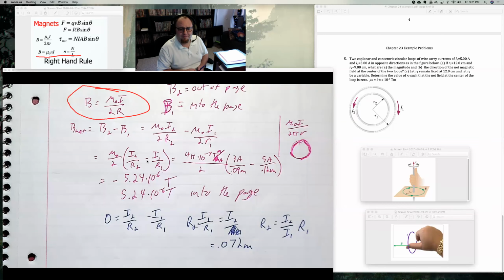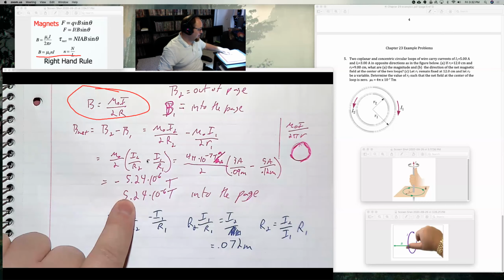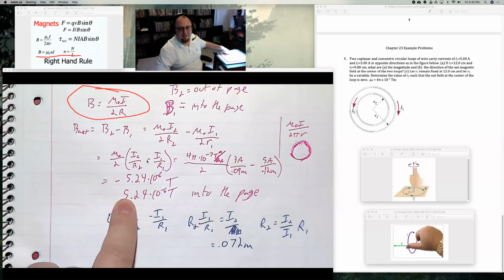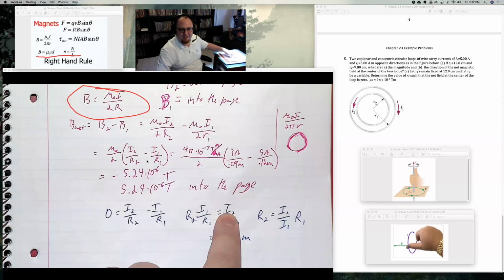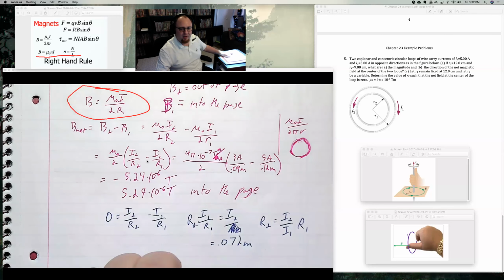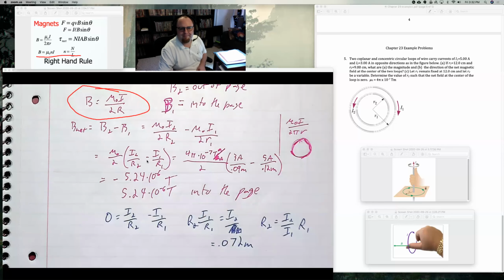Okay, so you know you got it right if your answer comes out positive. Yeah, because I asked for magnitude and direction. So if you said into the page was positive, you wouldn't have had this negative sign. You would have just gotten 5.24 times 10 to the negative 6. But either way, the answer is 5.24 times 10 to the negative 6 into the page. The answer isn't negative 5.24 times 10 to the negative 6. If you went the other way, you would have gotten a positive, meaning into the page. The way I went, I got a negative, which means into the page. You can go either way.